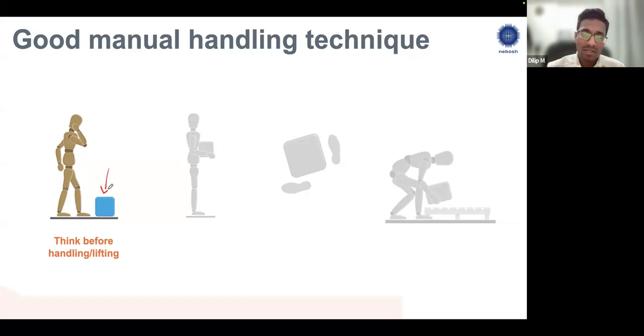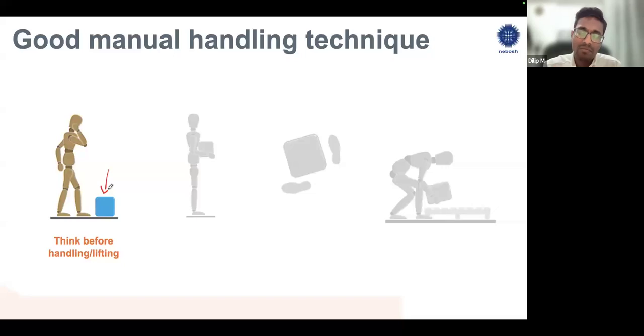If I look at the weight of the load, will I be able to lift the load alone, or do I need a team lift? And look at whether there is a proper grip or a handle from where I can lift the load. All these need to be assessed in relation to the load: size, weight, whether it has a proper handle or grip point, and what the actual load content is, whether it is a sharp object or a hot object.